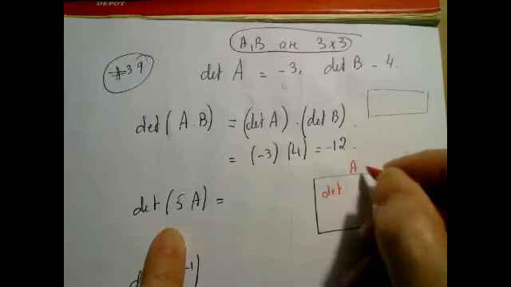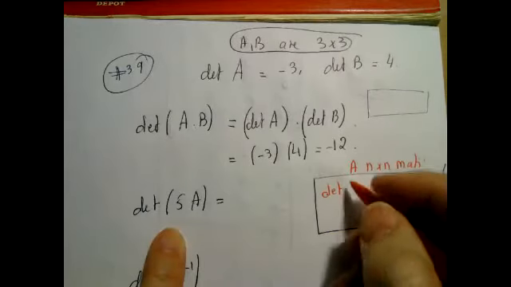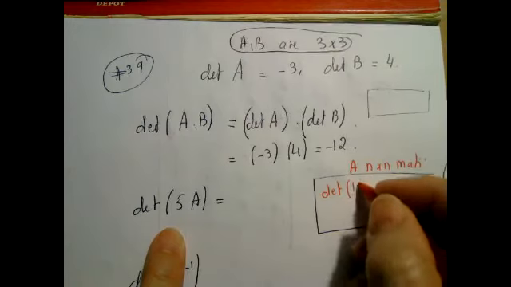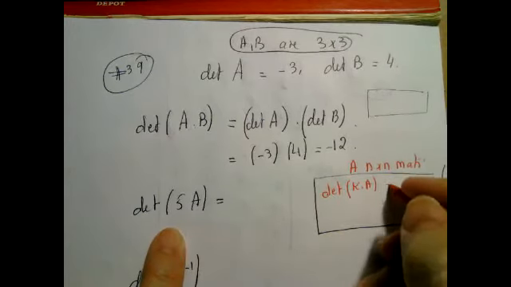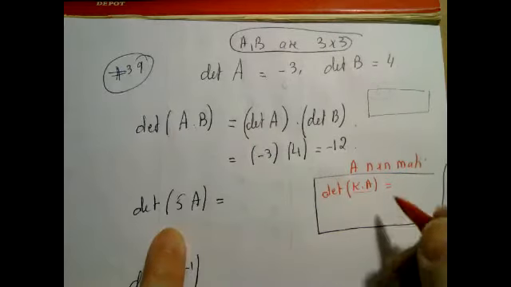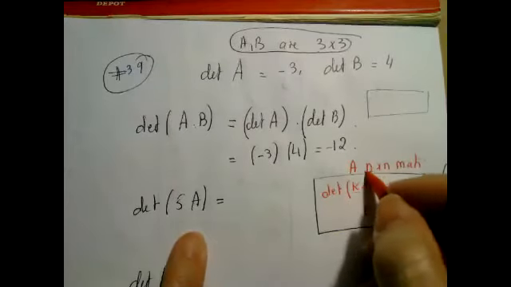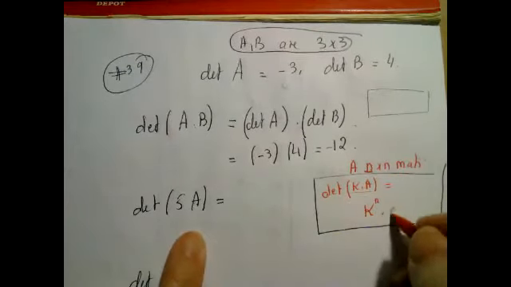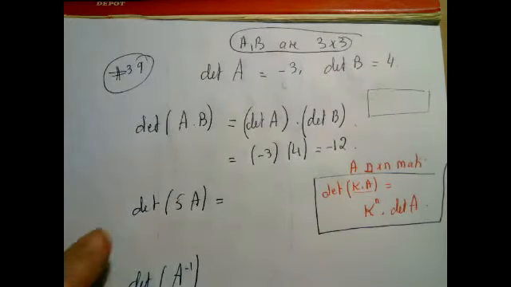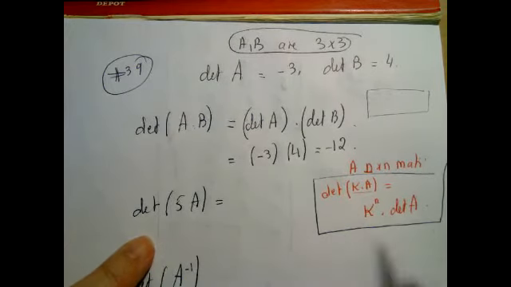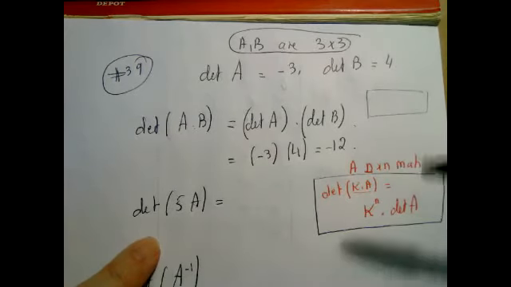Suppose A is an n by n matrix. That's the rule in general. Then if I take A and multiply it by a constant k, I create a whole new matrix. The determinant of the new matrix is k to the power of the size of the matrix, times the determinant of A. That's how it works. It's not k times the determinant. It's k to the power of the size of the matrix.